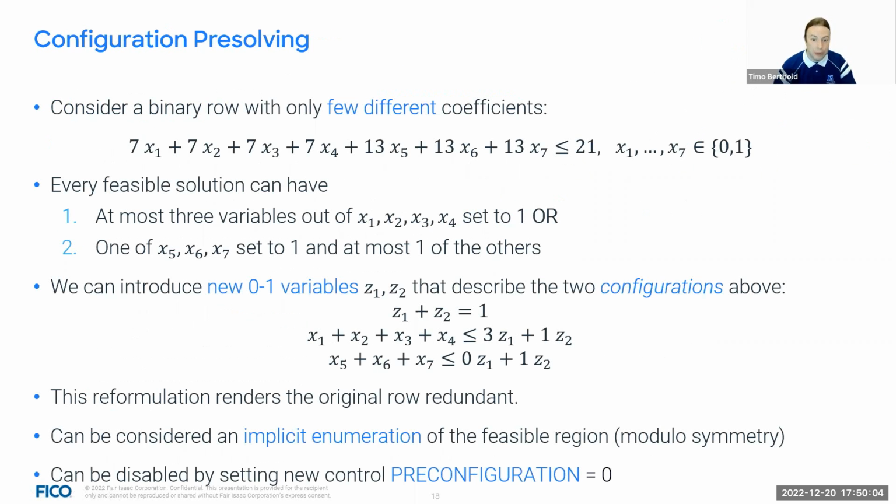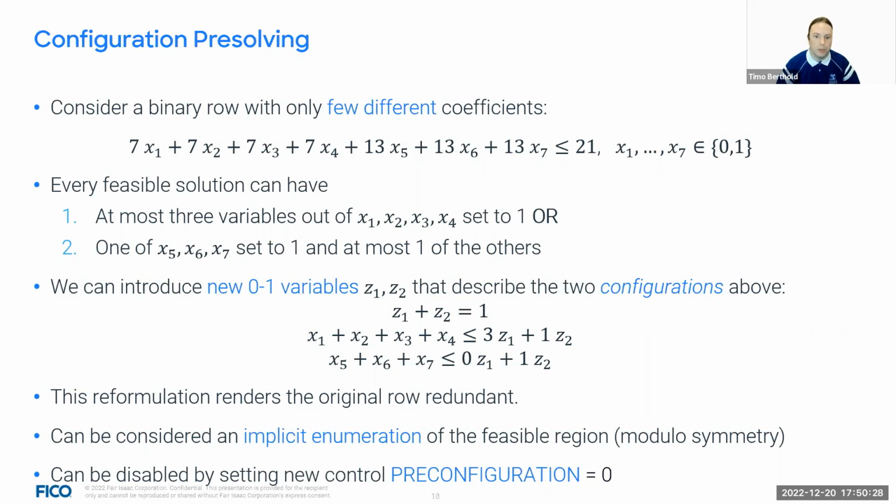Okay, let's now switch topics and talk about presolving. In this case, a technique we call configuration presolving. This is motivated by a transport network planning problem where there's only few configurations of timetable frequencies that you can use, but these can come in form of many different train lines. And this leads to a very long binary row with only few different coefficients.